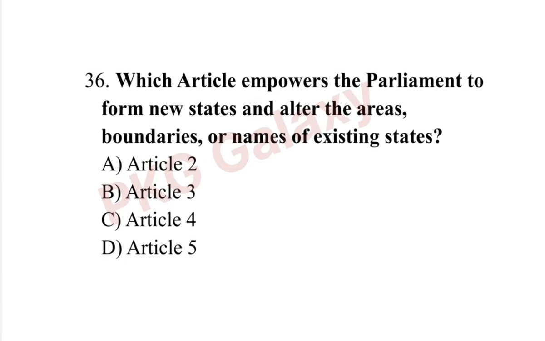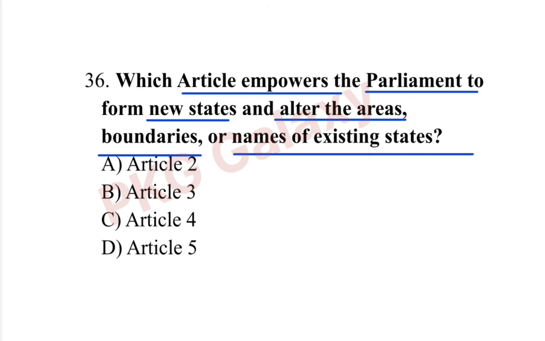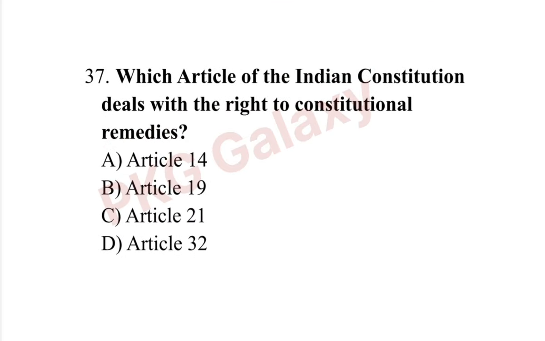Next question. Which article empowers the Parliament to form new states and alter the areas, boundaries or names of the existing states? The correct answer is option B, Article 3. Next question. Which article of the Indian Constitution deals with the right to constitutional remedies? The correct answer is option D, Article 32. Article 32 guarantees the right to constitutional remedies for the enforcement of fundamental rights.